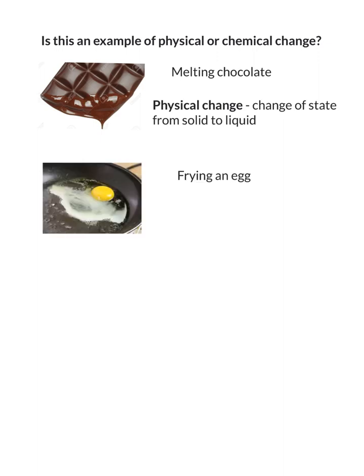While we're on a cooking theme, the second example is frying an egg. Is that chemical or physical? Hopefully you said chemical change. Why? Because you've got a permanent colour change. The white goes from clear to white when you cook it, and it's very much irreversible. If you cool down that fried egg, it won't go back into a raw egg again.